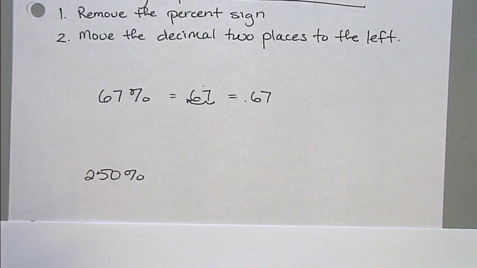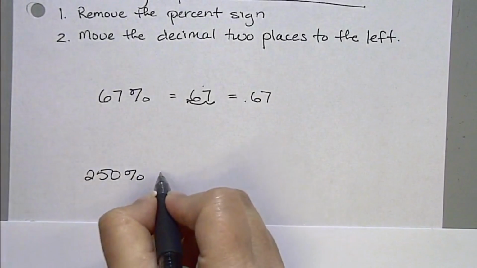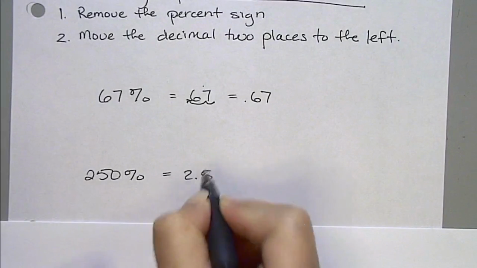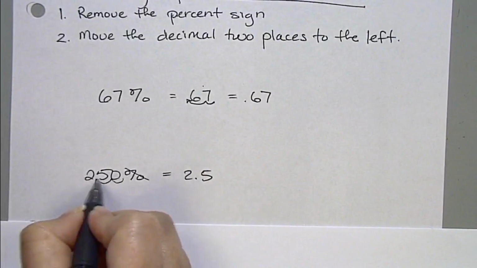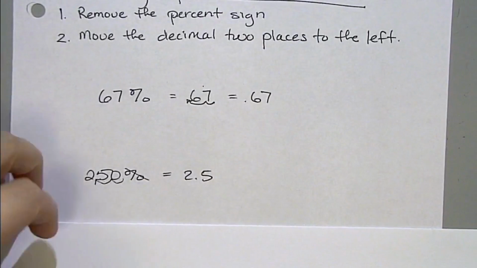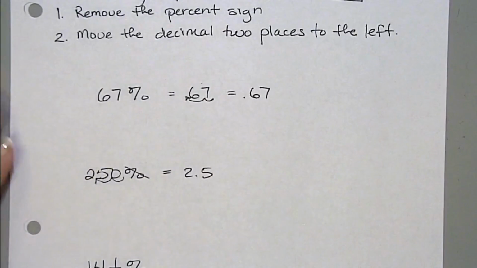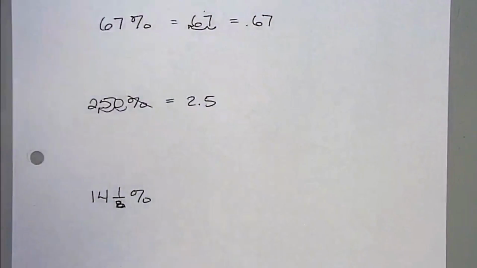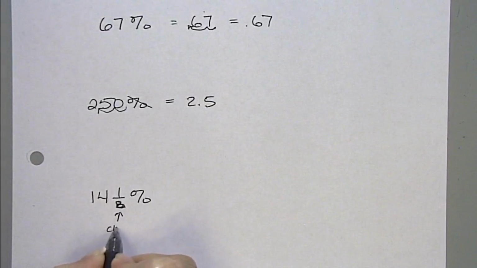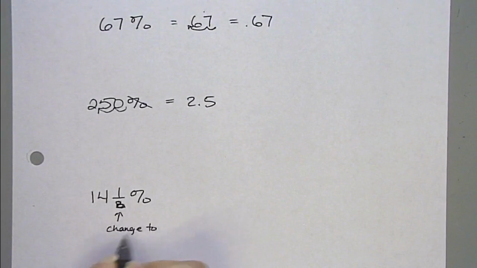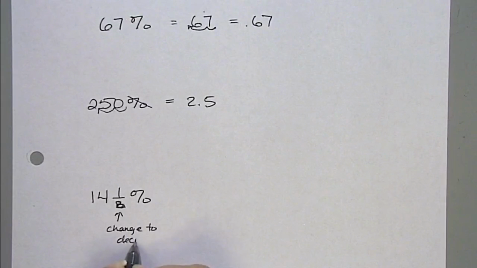What is 250% equal to? 2.5 is correct. Because you're removing the percent sign and moving the decimal 2 places to the left. But on occasion they will throw something like this at you: 14 1/8%. So first, change the fraction to a decimal. We already did 1/8. What was 1/8 equal to?